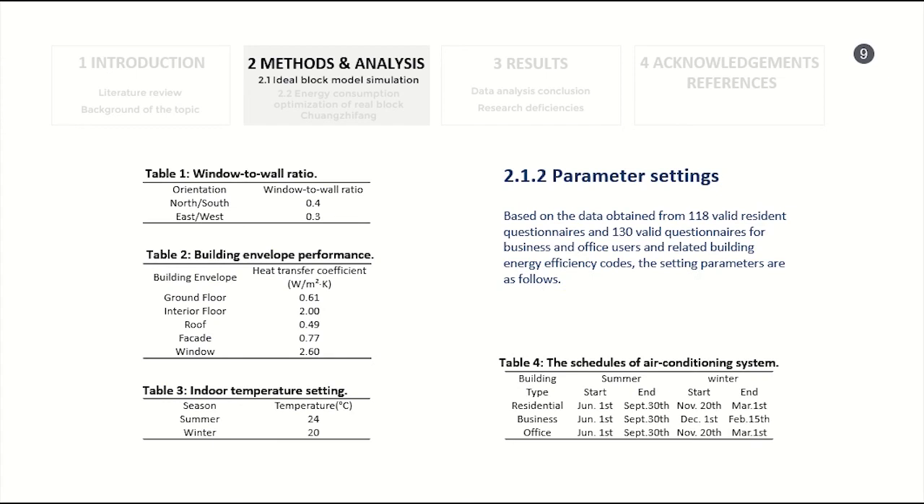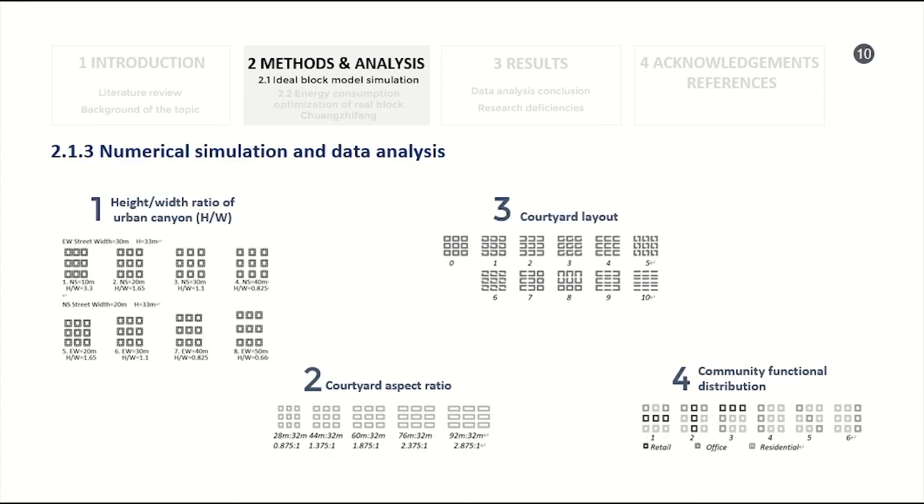This is parameter settings. This part is numerical simulation and data analysis. Select 4 neighborhood scale factors, namely height-wise ratio of urban canyon, courtyard aspect ratio, courtyard layout, and community functional distribution. In the simulation, these buildings were set to 3 types: residential, office, and retail, to study the influence level of different factors on energy consumption of different types of buildings. Take the EUI of the inner courtyard for comparison and analysis.